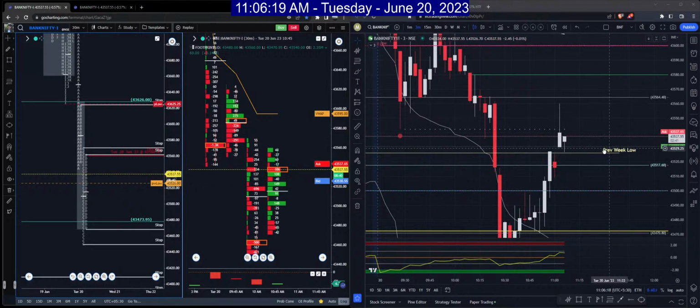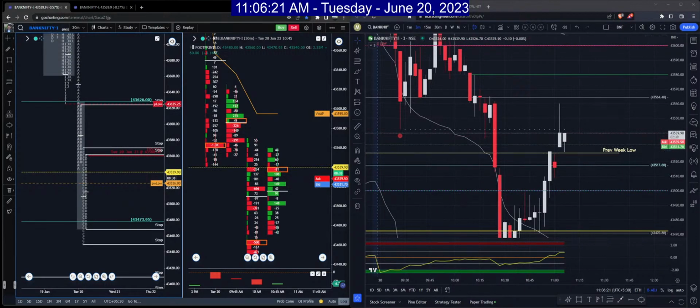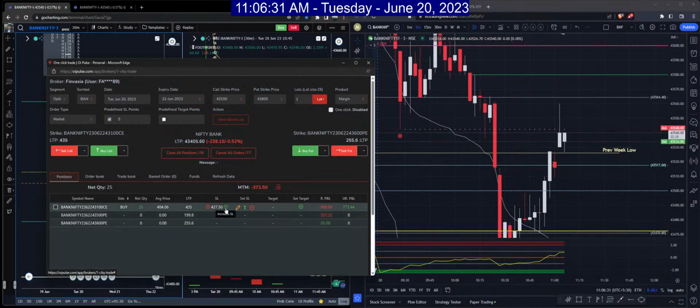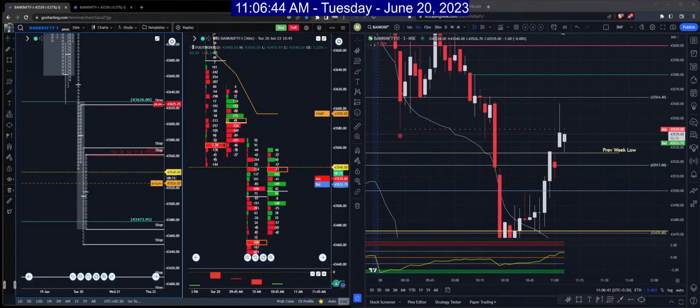And do we get below previous week low? Odds are less that we will be getting below previous week's low. So I have entered a call trade at 432.5, and now I'll keep the SL at 430. The reason is, once the gap got filled, I saw supply getting shut off here, and I'm expecting now continuation higher towards VWAP.